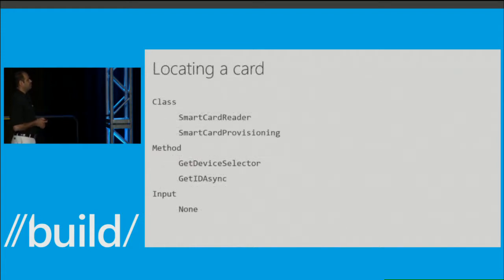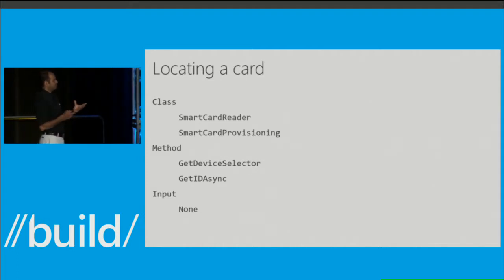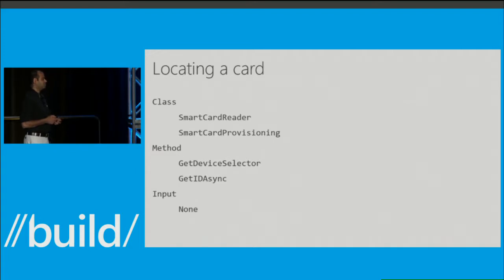So I talked a lot about using the smart card object, but how do you get that object? How do you find that object? We have these two classes, smart card reader and smart card provisioning, and we have these methods called get device selector and get ID async. I'll show you a quick code snippet on how to get the card object.